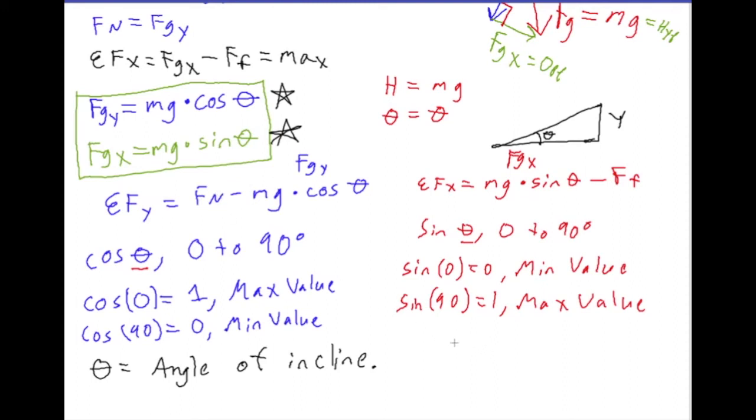But as the angle of the incline increases in the x direction, the force gravity of x is getting bigger and bigger. Why does that matter? Well, if this is getting bigger and bigger, we know that this is equal to mass times acceleration. So that means that our object is moving faster and faster down that incline. So this is really just common sense. We've seen this before, right?